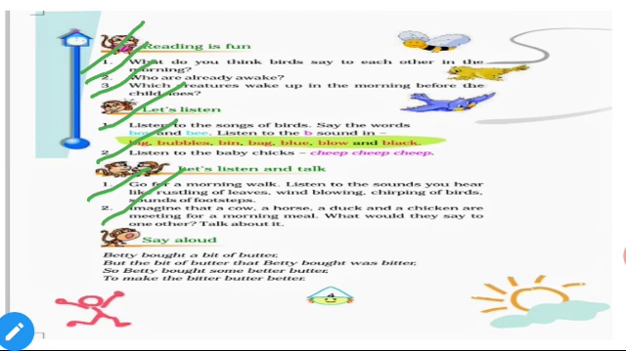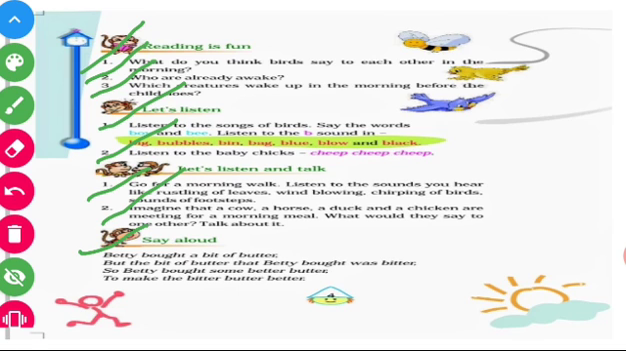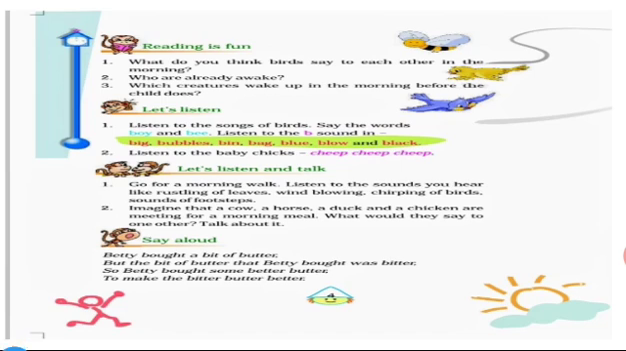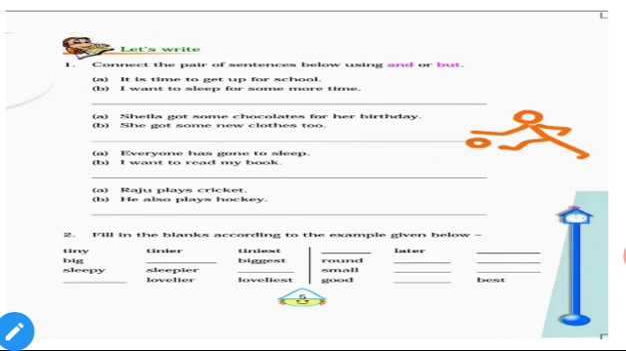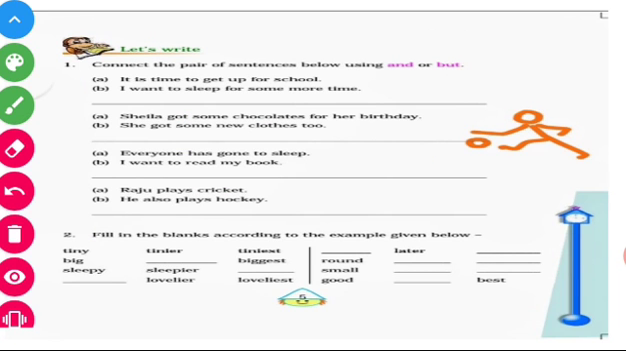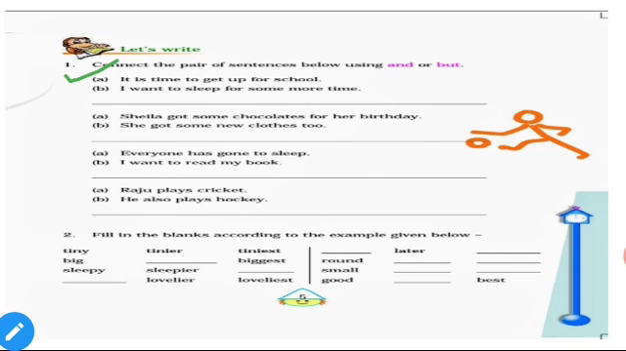And then next, you should read this tongue twister with correct pronunciation. And then next, page number 5: you should finish this page, the conjunctions, and also you should write these degrees of comparison. You should finish page 5.